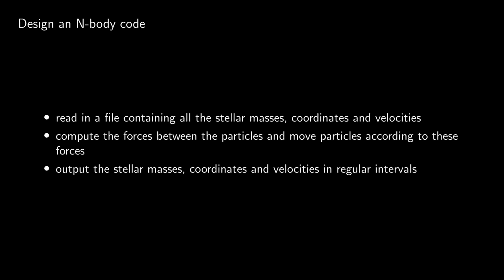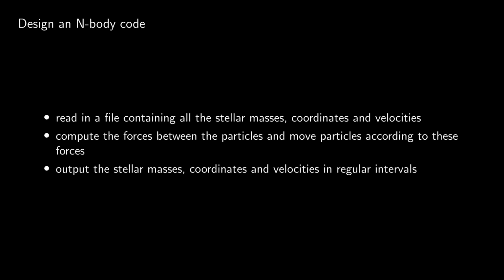With that in mind, I would like us to do a little exercise. Let's say we want to design an n-body code, like the one that simulated the cluster you saw in the beginning. So let's say we have some kind of input file that already contains the initial masses, coordinates, and velocities of all the stars in our cluster. So we just have to read it in.